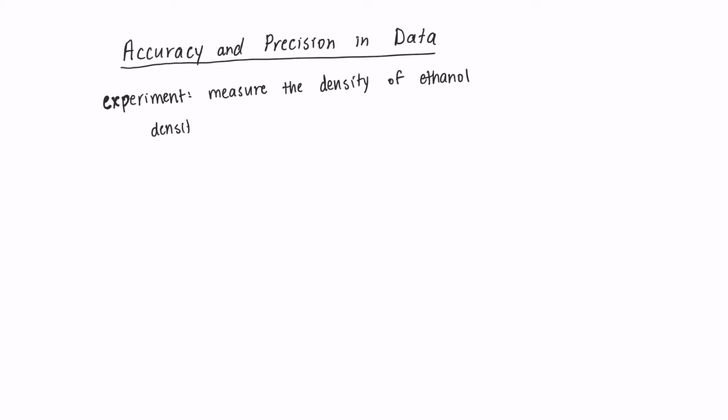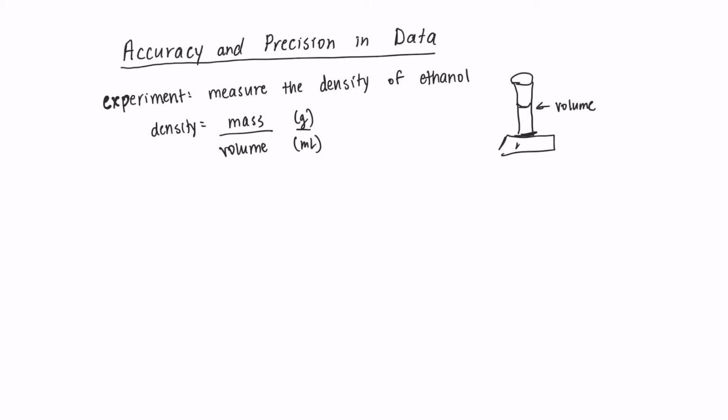Now density, which you may or may not know, is mass divided by volume with the units grams per mil. It's the relationship between the two. So for our experiment, we're going to take a graduated cylinder and measure the volume of a certain amount of ethanol, and then measure the mass using a scale, then compare the two. The mass divided by the volume equals the density.